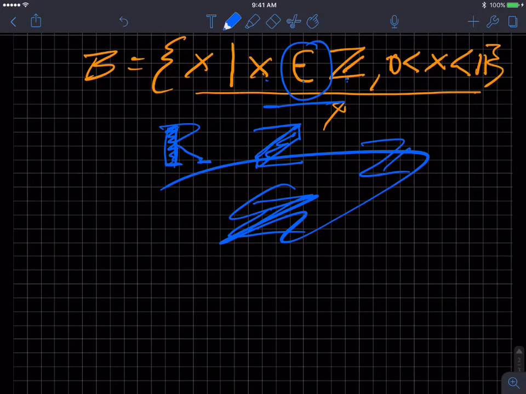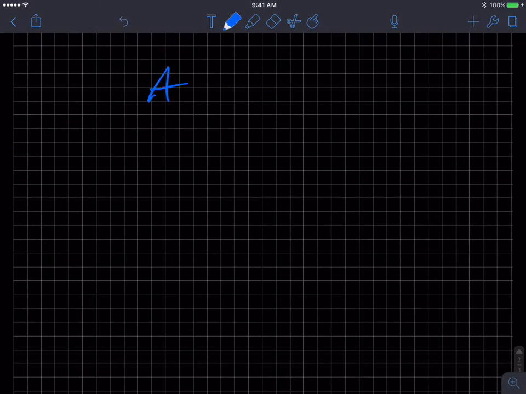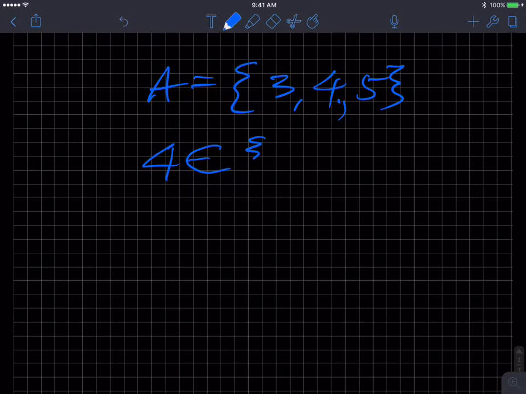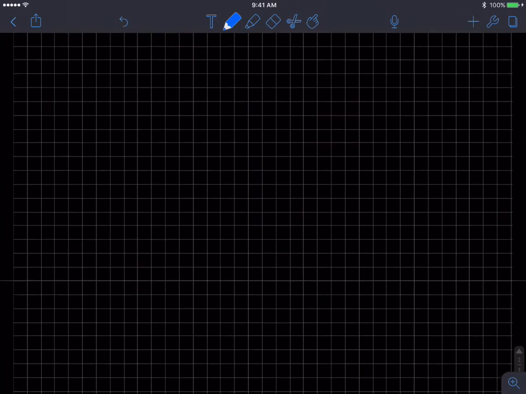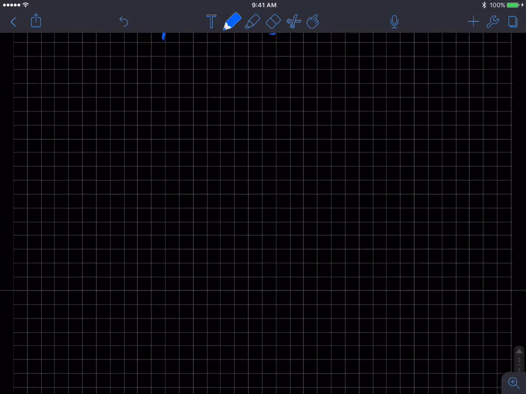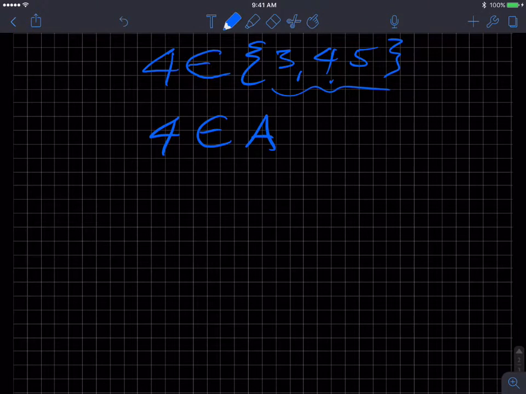So in other words, let's go back to that set A. Remember, set A was 3, 4, 5. So 4 is in {3, 4, 5}. Or because I'm lazy and I don't want to write this out all the time, and I've defined the set to be A, I can say that 4 is in A. Okay? Another way to use that symbol is to say the following, since A is 3, 4, 5: 8 is not in A, because it's not an element that's in the set A.